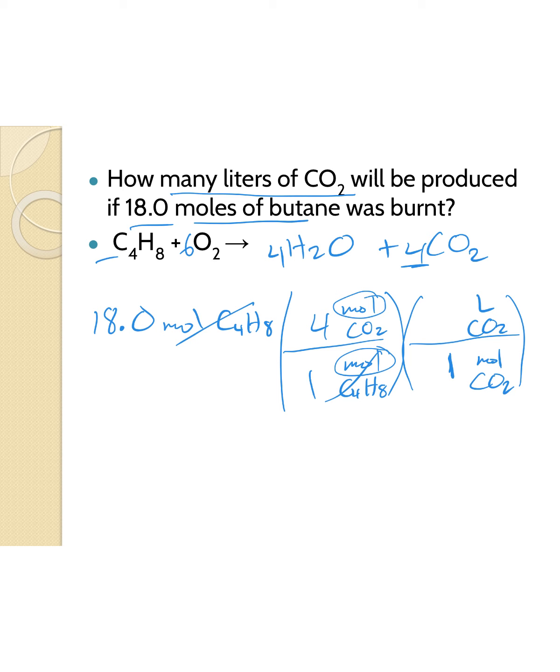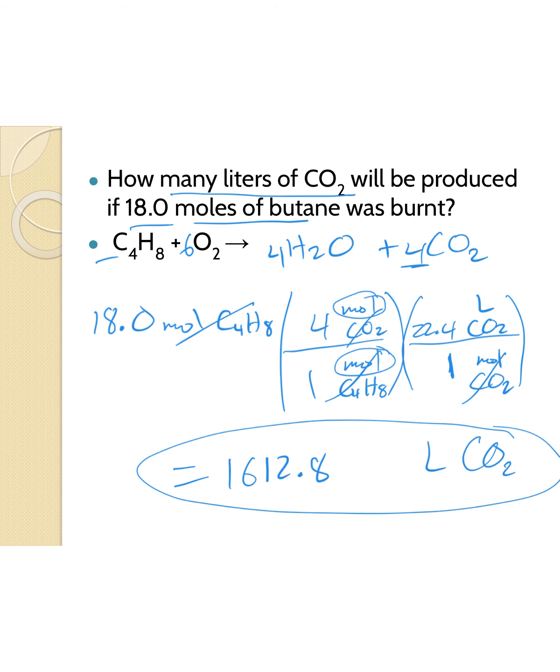Everything else is exactly the same as chapter 10. So the number in front of liter for gases is 22.4. Cancel out my unit. I do have the unit I'm looking for, which is liter of CO2. And I just punch it out. So I grab my calculator. I go 18 times 4 times 22.4. And the answer is 1,612.8 liter roughly. So you can see we make a lot of exhaust gas when we burn fuel.